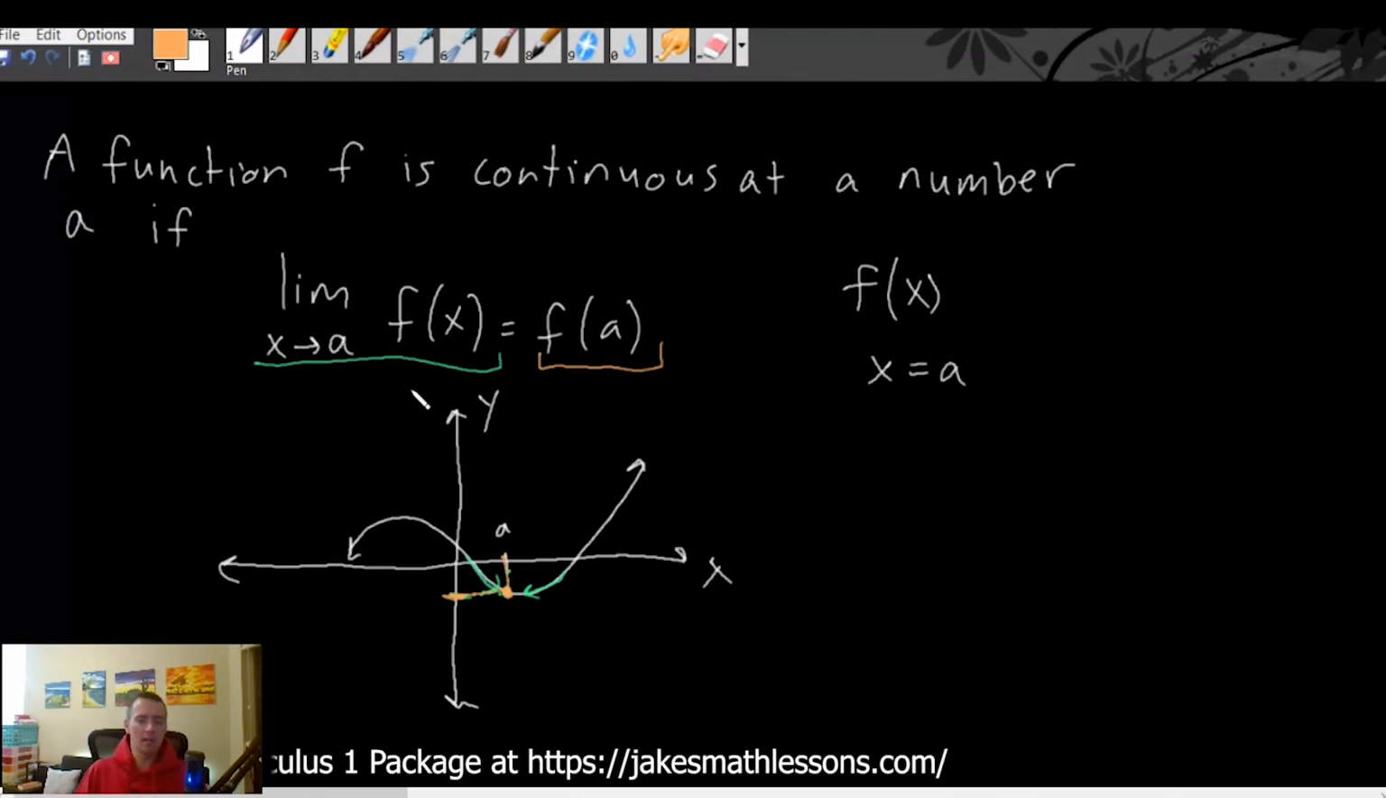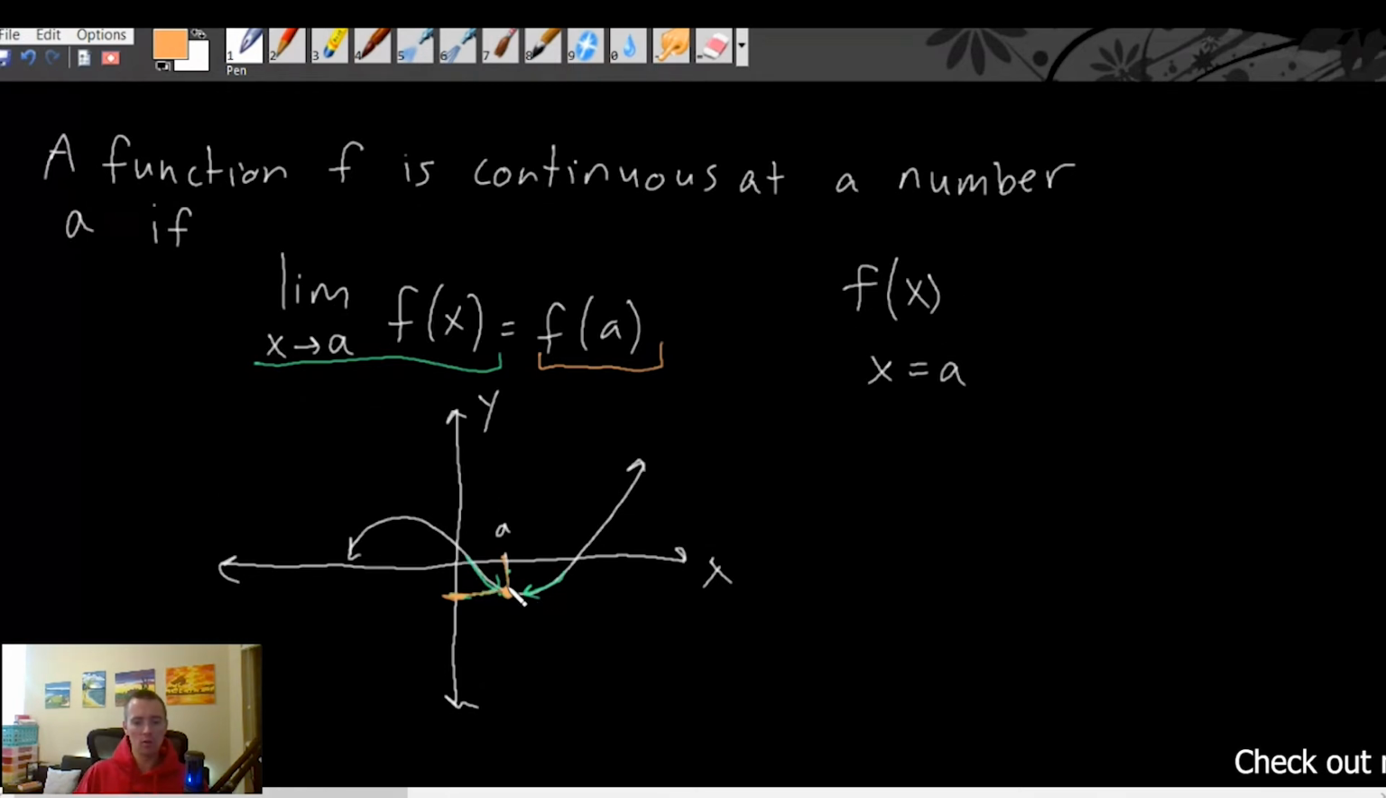So basically the idea is, if a function is continuous at this value of x equals a, that means you get the same thing whether you approach that x value from either side or by simply plugging that x value into the function. So basically what's going on around that x value lines up with what's going on at that x value. So that's how you can think of what a continuous function means.